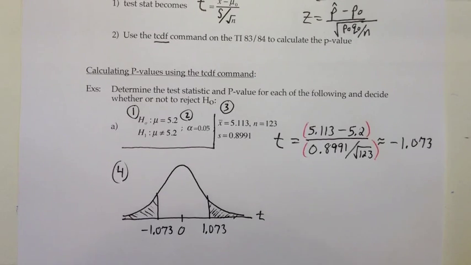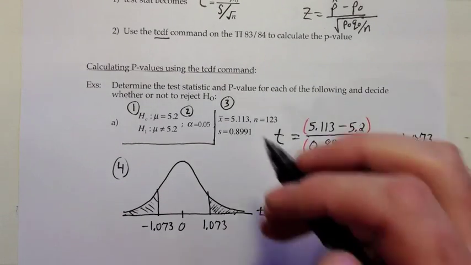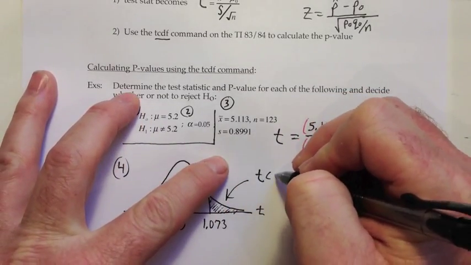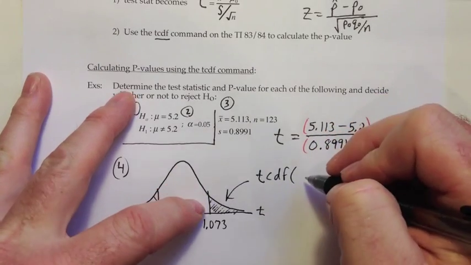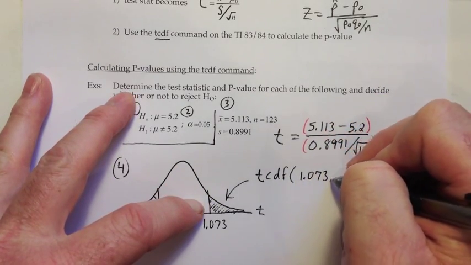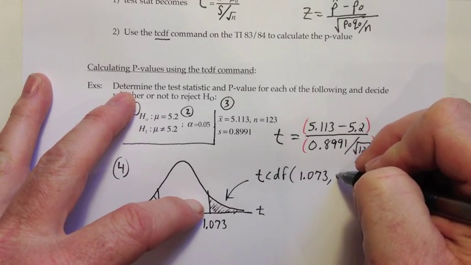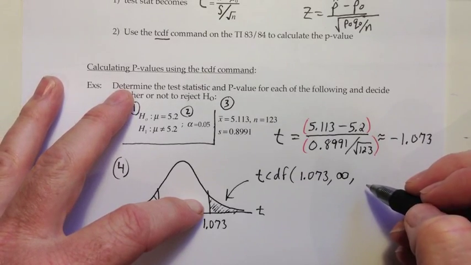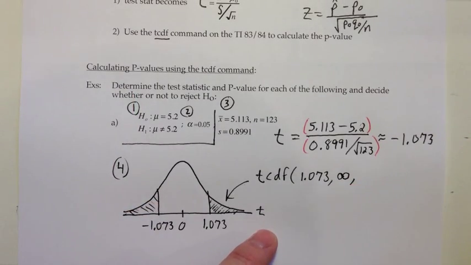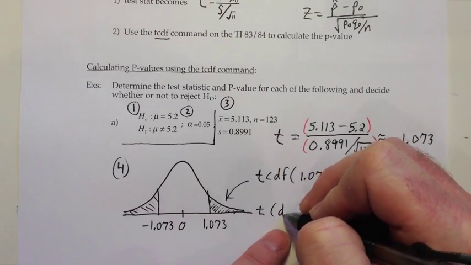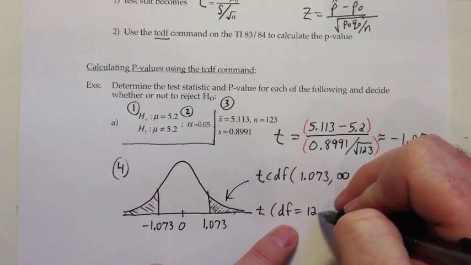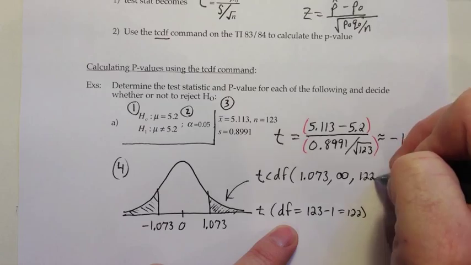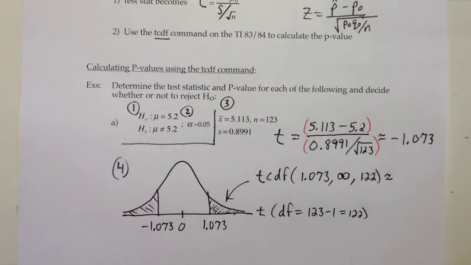It's often a little bit easier for people to find the one on the right, so I'll go ahead and do that. This is a t-curve, so I want to use tcdf to find that area, and that goes from 1.073 to infinity. But on a t-curve, you have one extra number you need to put in, and that's the degrees of freedom. And so with a t-curve, the df is n minus 1. So our df here would be n minus 1, which in this case is 123 minus 1, or 122. So I'll just put that number on there as well, and then I'm going to go find that on the calculator.